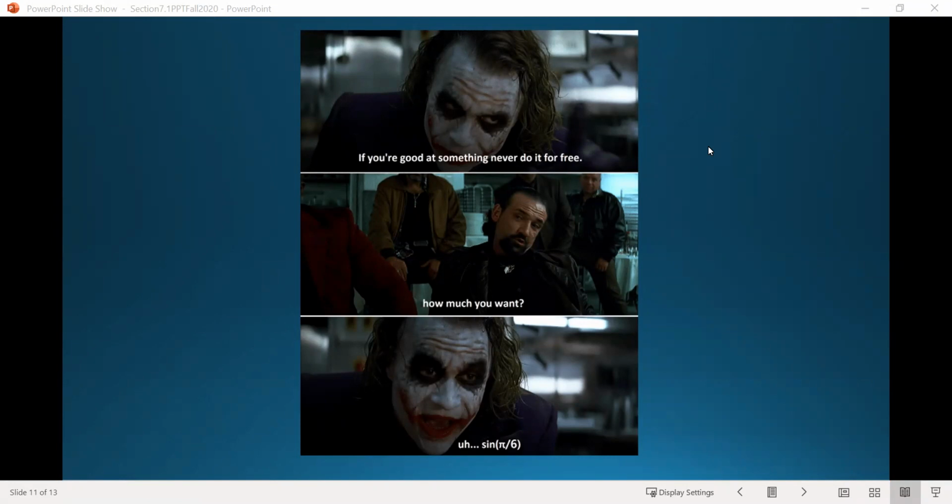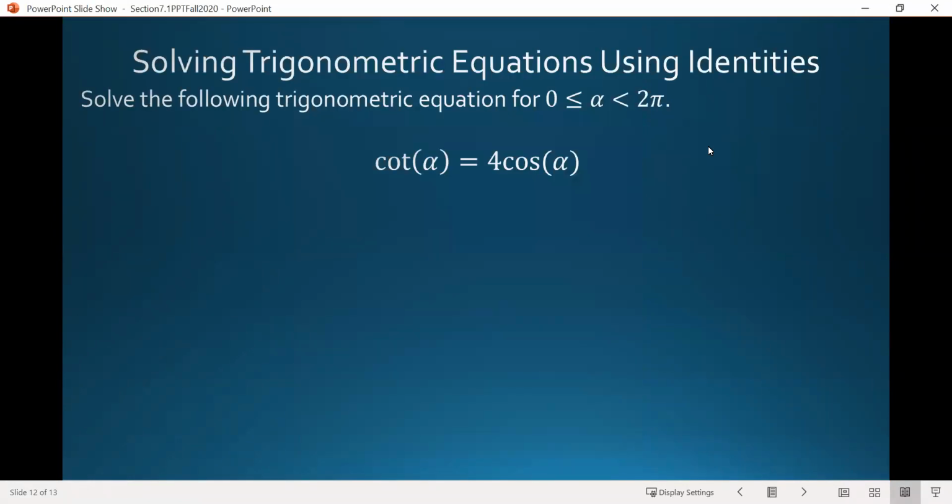Just looking at another example that involves solving trigonometric equations using identities and U substitution. All right, so here we're asked to now solve cotangent of alpha equals 4 times cosine of alpha. And notice, as you see above, we're looking for answers between 0 and 2 pi.